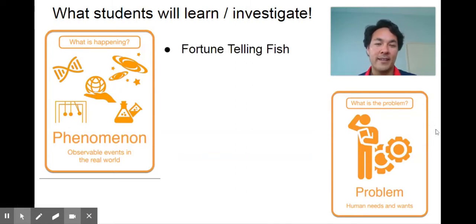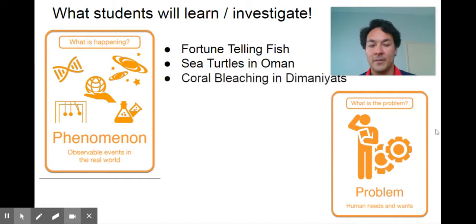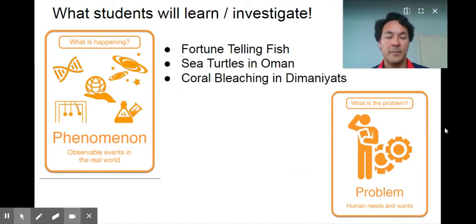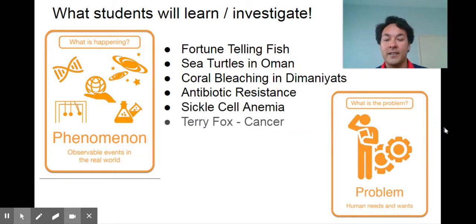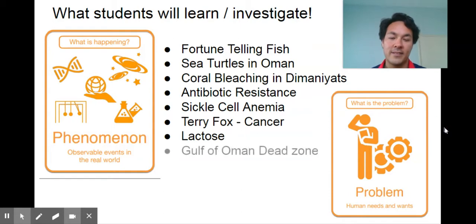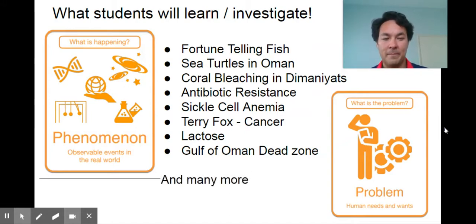We'll look at things like fortune-telling fish, to start us off with science's inquiry. We'll then jump into ecology with sea turtles in Oman, and coral bleaching in Dominion Islands. Antibiotic resistance, sickle cell anemia, cancer, and Terry Fox, and lactose intolerance, and the Gulf of Oman dead zone. And we'll definitely tackle COVID-19 and what's going on there in a biology aspect, and many more. So that's what you'll investigate. That's what you'll learn about.